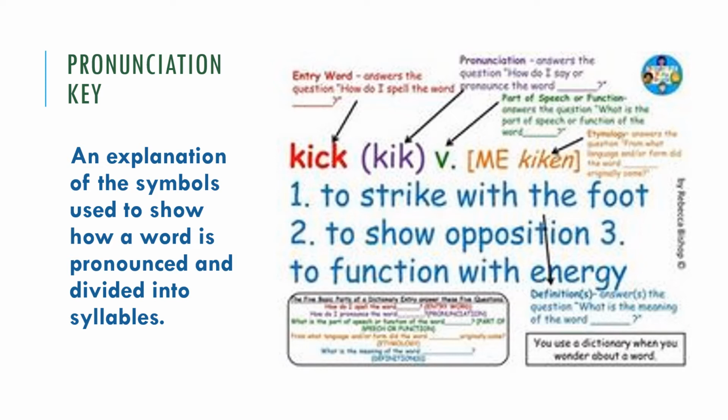Something else that you might see in a dictionary entry is the pronunciation key. Now that explains the symbols that are used to show how a word is pronounced and divided into syllables. And on this example on the page, you can see the word kick is the entry word, and then the pronunciation you see is K-I-K, because that CK makes that K sound. So that's the pronunciation.